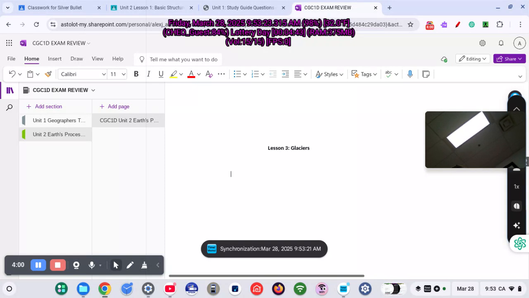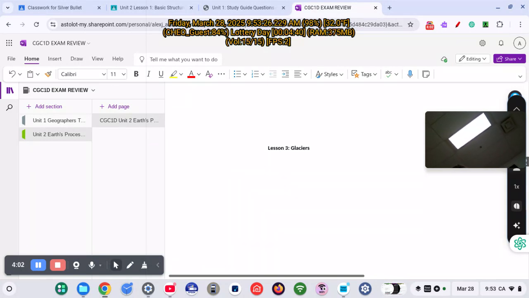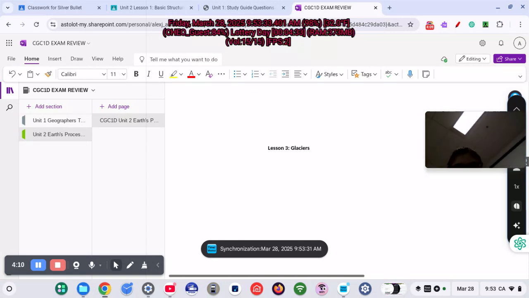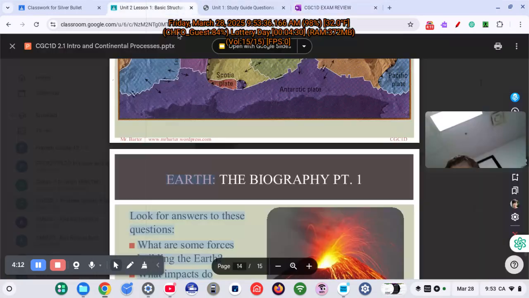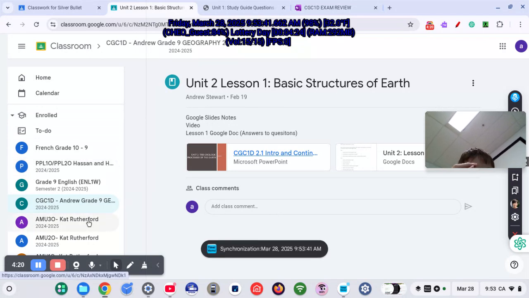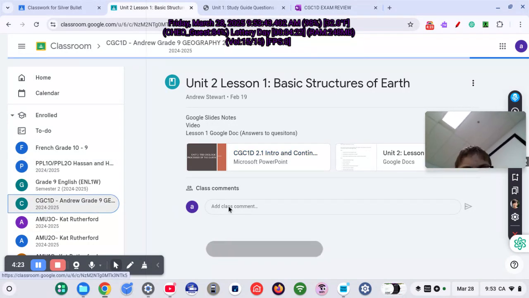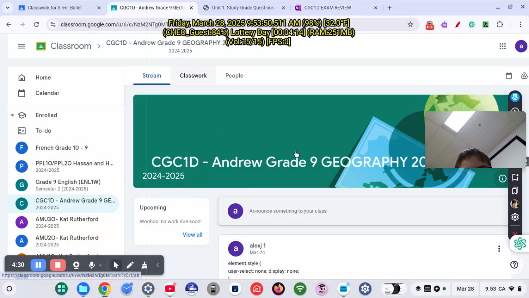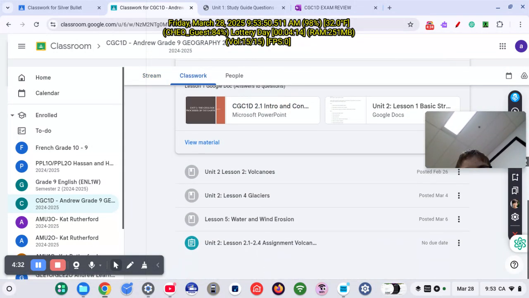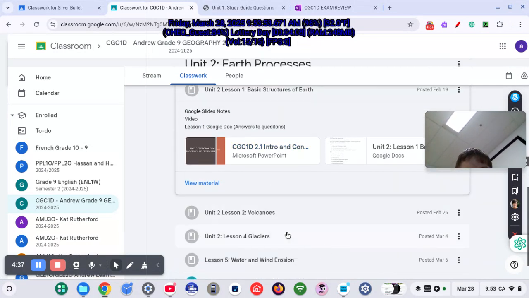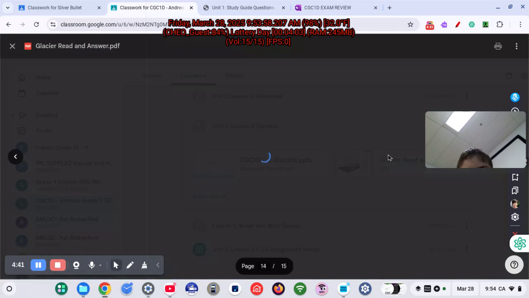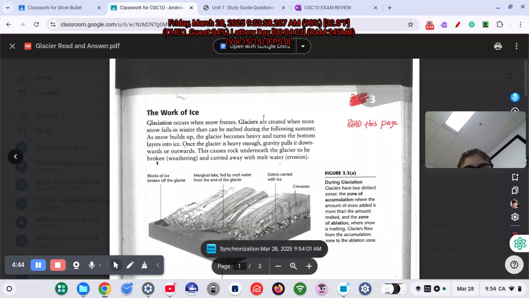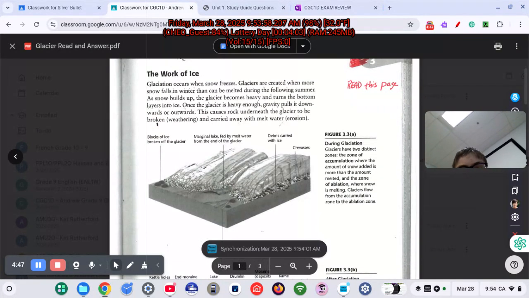All right, so glaciers. I'm going to go into that lesson and see what was there for important information. Okay, let's do something a little different. I'm going to go into the article and take a screenshot of information. Instead of typing it out this time, I'm going to take the image.